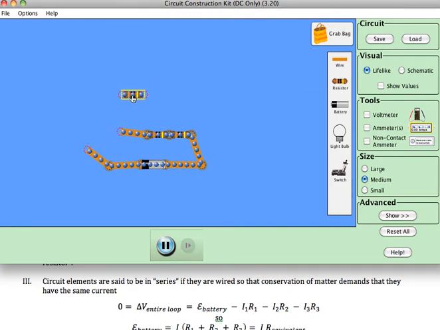I'm going to put 3 resistors in series. So how do we use conservation of energy here? They all have the same current. Let's go around the circuit clockwise because that's the direction current goes. That's the easiest way to do it. Let's take a loop around the entire circuit.